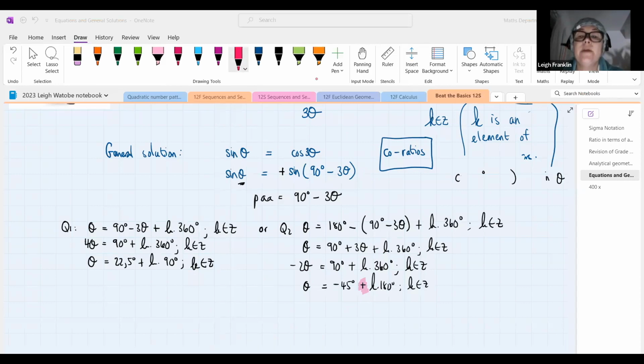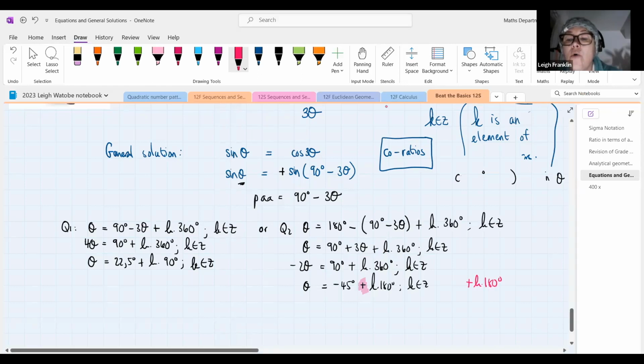Yes, Hillary. So in other words, it's not going to matter whether you've got plus k times 180 or minus k times 180, because k can change its sign. So k can be -1, k can be +1. So it would sort itself out when you picked your integer values of k. Does that make sense to you?